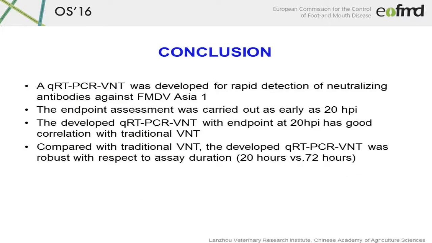And there's a conclusion. One message you can take is that with this combination of traditional VNT with real-time PCR, you can get the virus neutralization test result within a day. I think that is an advantage, particularly with FMD, which spreads very fast, so you can get the result much quicker. What we'll do now is validate the assay with more samples, and also do serotype O and A. So hopefully next time we can have more data to present to everybody.